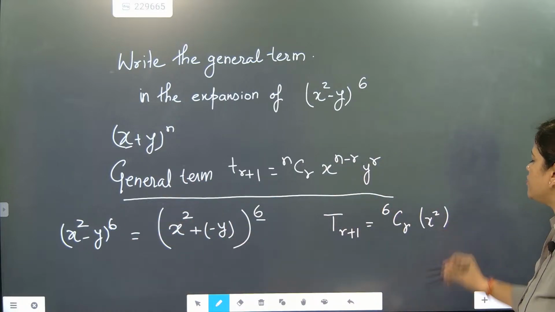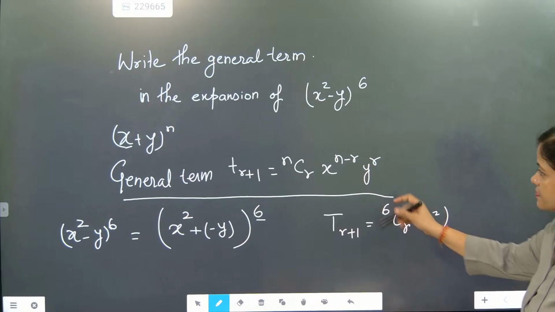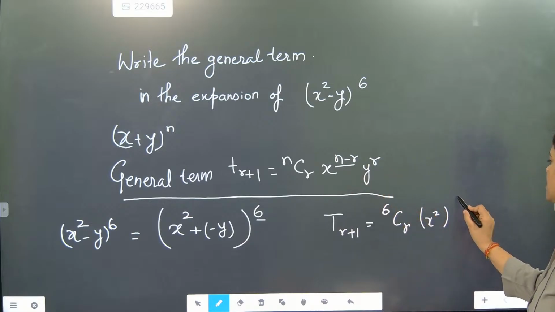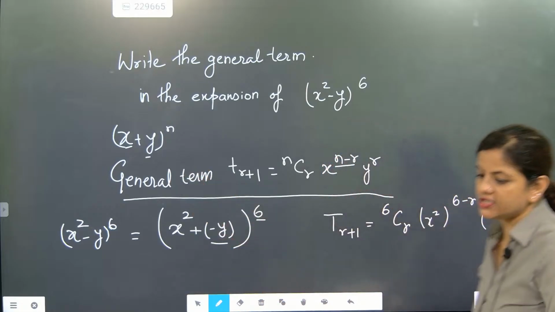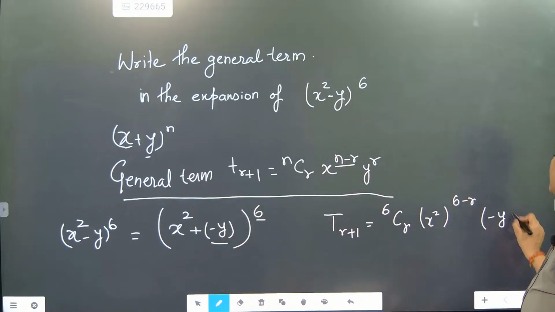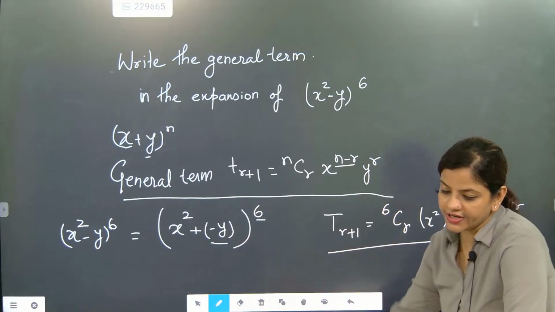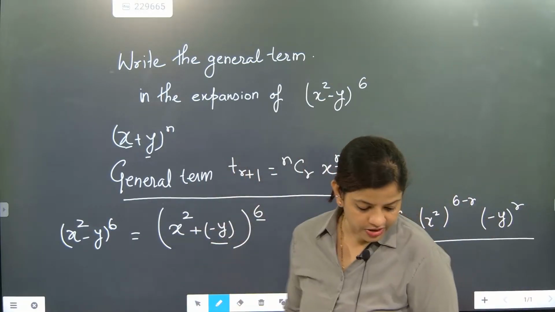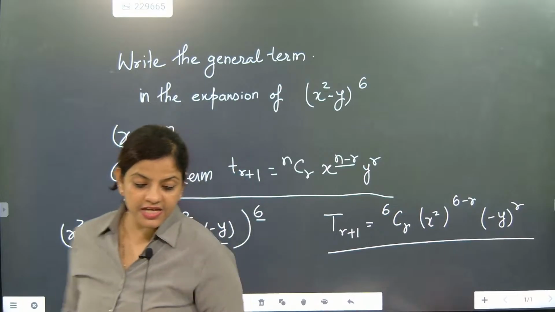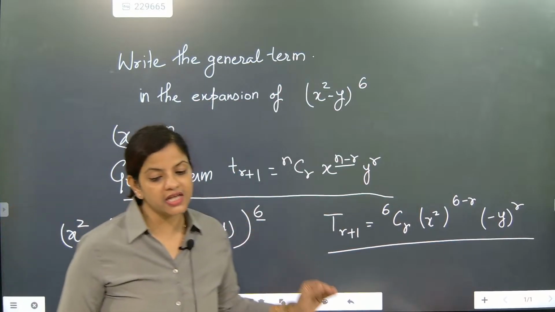n minus r, that is 6 minus r. And then what is y? Here instead of y it is minus y, so minus y to the power r. This is the presentation of the general term. And beta, this is exactly the question they are asking in NCERT. So I have solved the NCERT question.